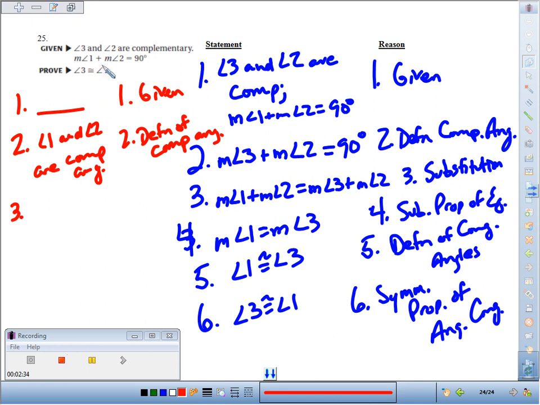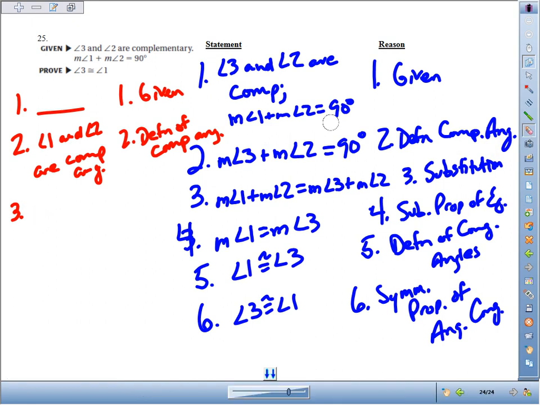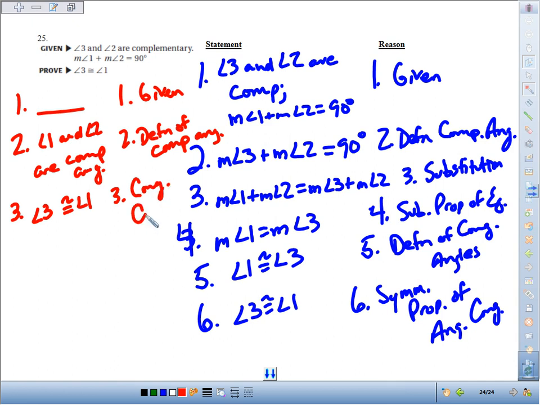But then if 1 and 2 are complementary, and 2 and 3 are complementary, we could link them right away. If 1 and 2 are complementary and 2 and 3 are complementary, we could say angle 3 is congruent to angle 1 by the congruent complements theorem. So the red proof works, the blue proof works, either one's okay.